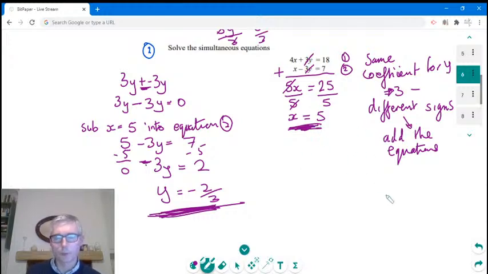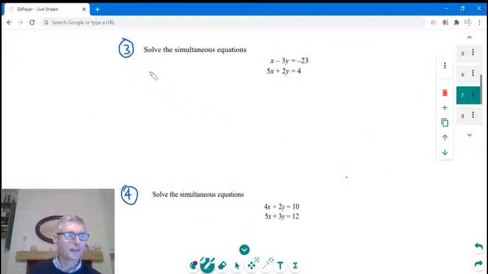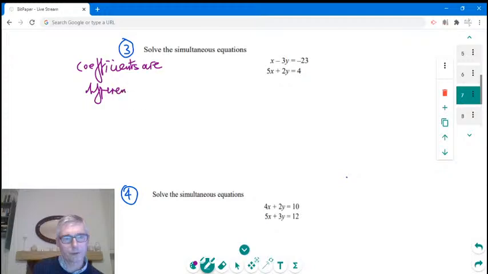We're now going to look at slightly more complicated ones. In this case, we've got to solve these simultaneous equations. These are a little bit more complicated because the coefficients are different. If we look at these, we can see that we've got a 1x there, we've got 5x there, and a minus 3y and a 2y. So none of the coefficients are the same.